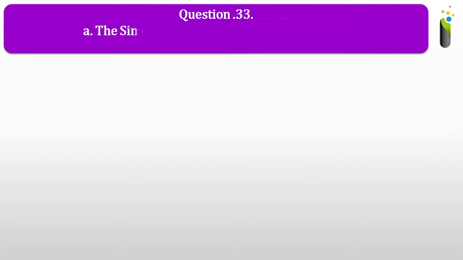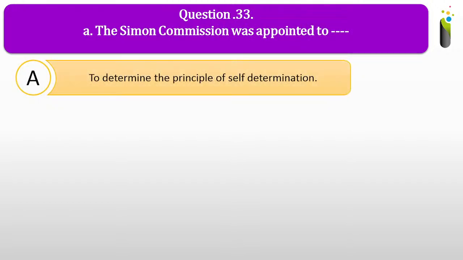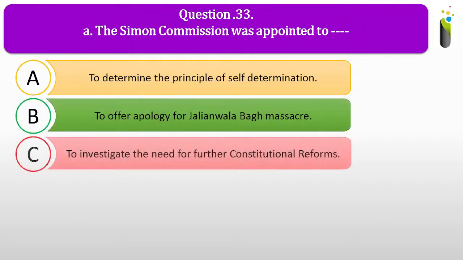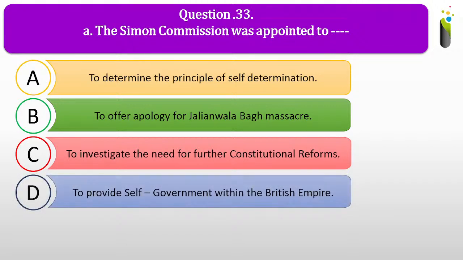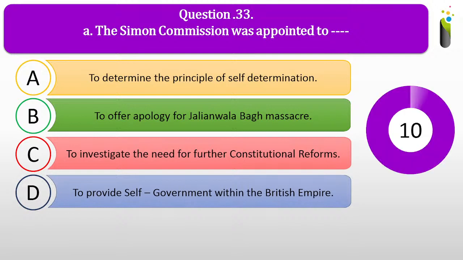So we start with question number 33A. The Simon Commission was appointed to dash. A. To determine the principle of self-determination. B. To offer apology for Jallianwala Bagh massacre. C. To investigate the need for further constitutional reforms. D. To provide self-government within the British Empire.